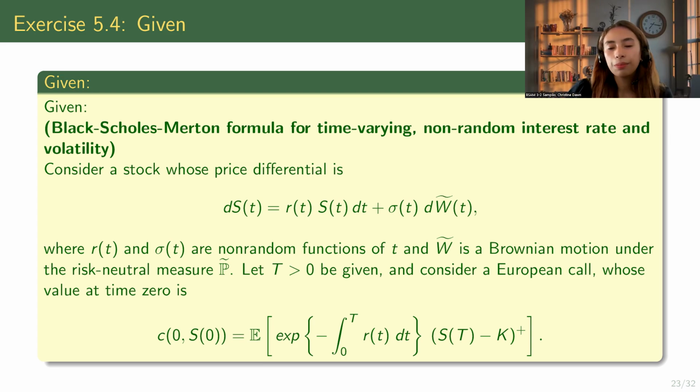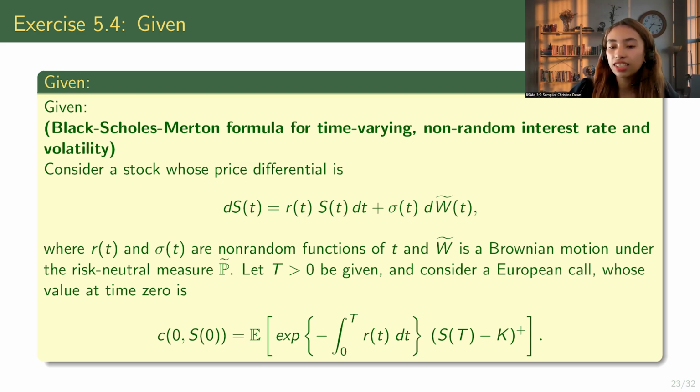For exercise number 5.4 that deals with the Black-Scholes-Merton formula for time-varying non-random interest rate and volatility, consider a stock whose price differential dS of t is equal to the interest rate R of t times S of t dt plus the volatility sigma of t times dW tilde of t, where R of t and sigma of t are non-random functions of t, and W tilde is a Brownian motion under the risk-neutral measure P.